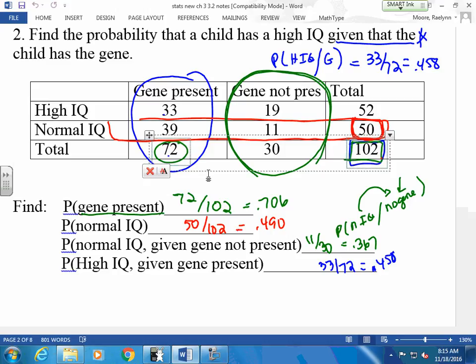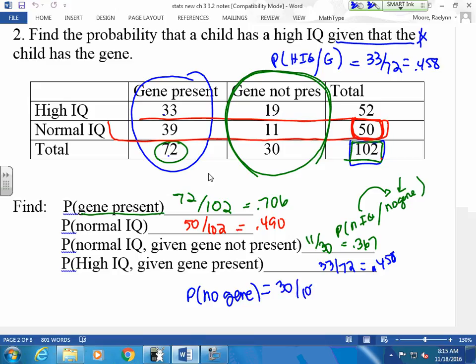So if you look at the next one, try it once. Let's stay right on this chart. Find the probability that the child does not have the gene. What would you say? 30 out of 102. Is that a dependent event or an independent event?